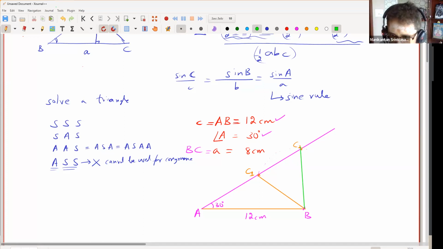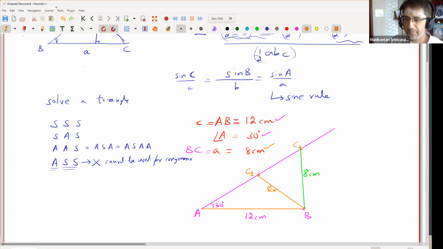Note that this is also 8 centimeters. This is 8 centimeters. And so is this. Right? So I don't have a unique answer. So all of the 3 are satisfied in both the triangles. But the 2 triangles are not congruent, which is why you cannot use ASS to determine congruency. Now, it can be used for congruency under some special circumstance.